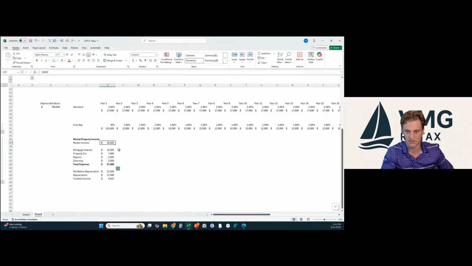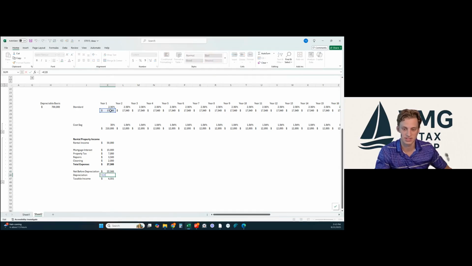Okay, so let's say you got $50,000 in rental revenue in the year, and these are cash expenses, mortgage interest, cleaning. You'd have mortgage principal too, so consider that. But your total expense is like $27,500. So your net before depreciation would be $22,500. If we were doing standard depreciation, you would see that it would get your taxable income down to $4,500, and you'd do that forever.